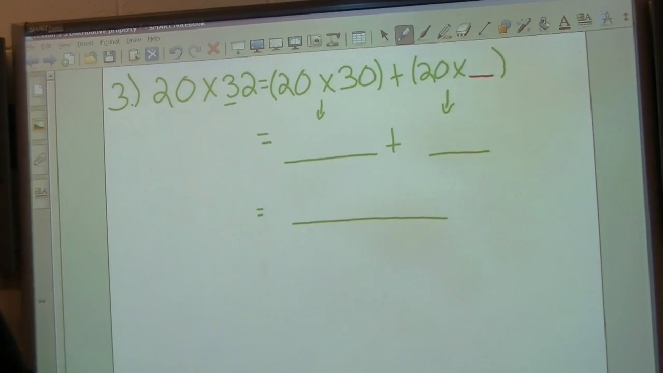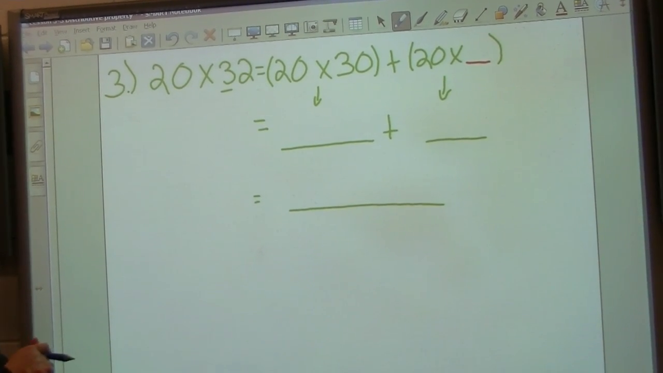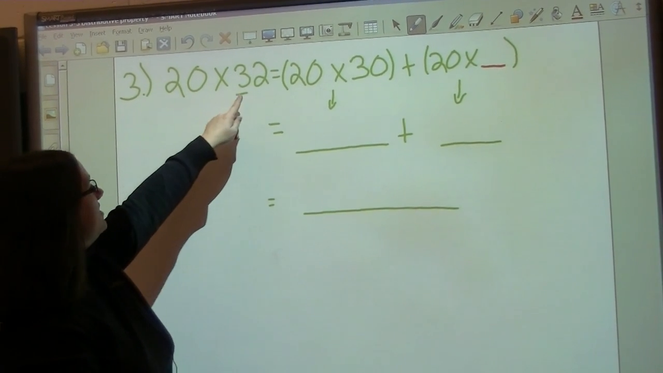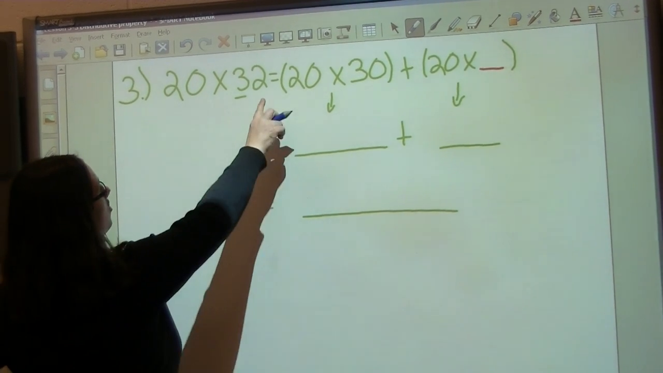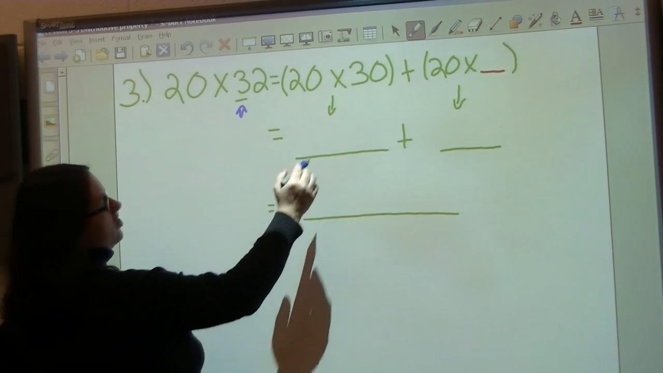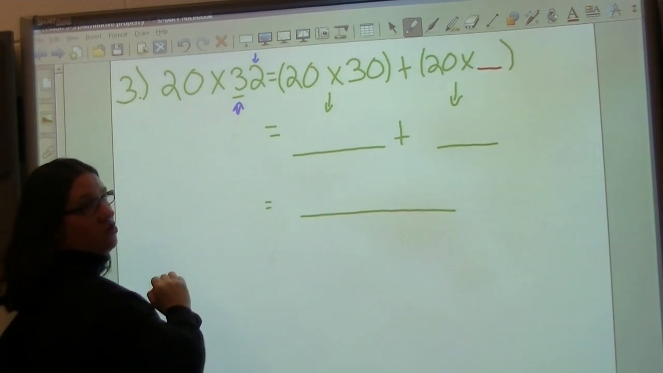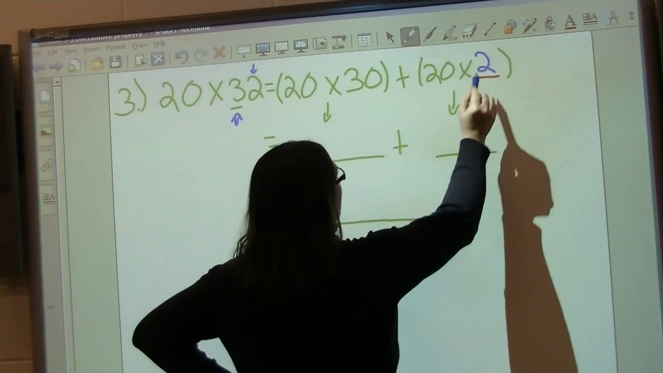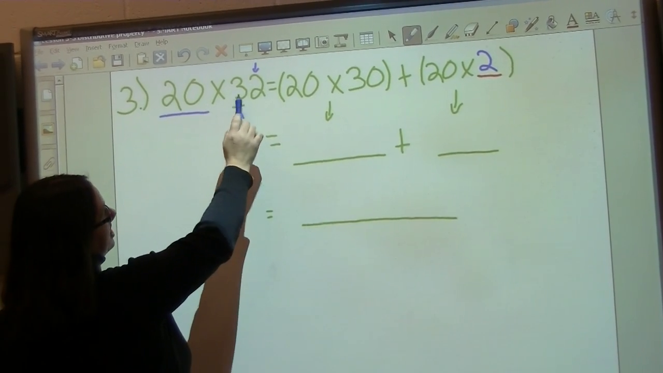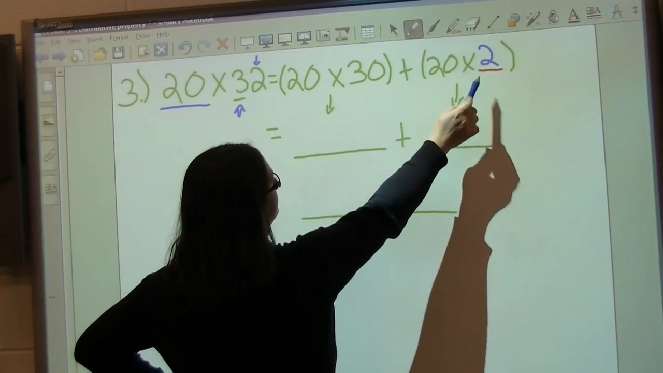Number 3 says, show how you can use the distributive property to find the product of 20 times 32. Okay, so again here, write down your multiplication problem. 20 times 32, okay, is going to equal 20 times, again, what's the value of that 3? 30. Good. Plus now, 20 times, what's the value of the 2? 2. Good. Okay, so our first step then is breaking this down. 20 stays the same. We break down the 30. 3 is worth 30. 2 is worth 2. So 20 times 30 plus 20 times 2.